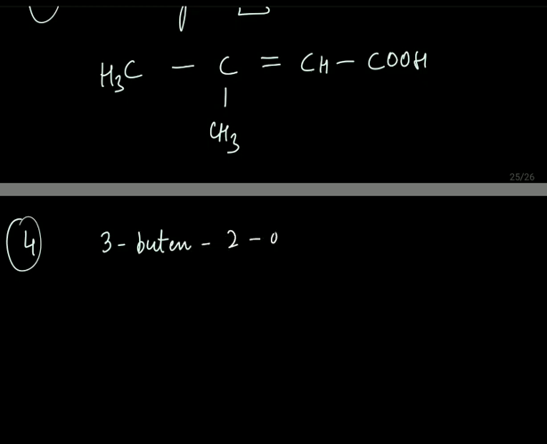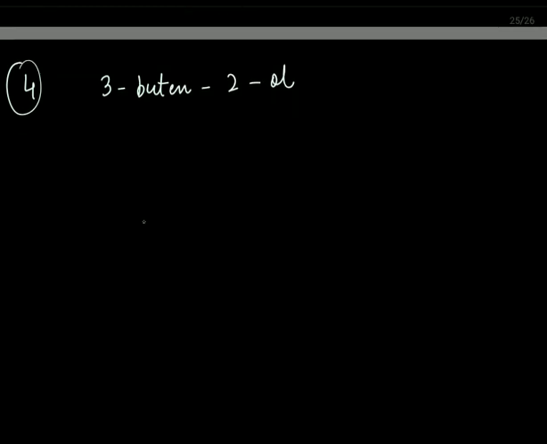3-buten-2-ol. So again, 4 carbons are given. Whenever you're drawing a structure, the very first part is to draw the chain. Then you introduce whatever is given on the different carbon atoms. So they said 3-butene, so the double bond is going to be over here. And then on the second carbon, there's an OH group, because ol stands for the suffix for the functional group alcohols. So that's done.